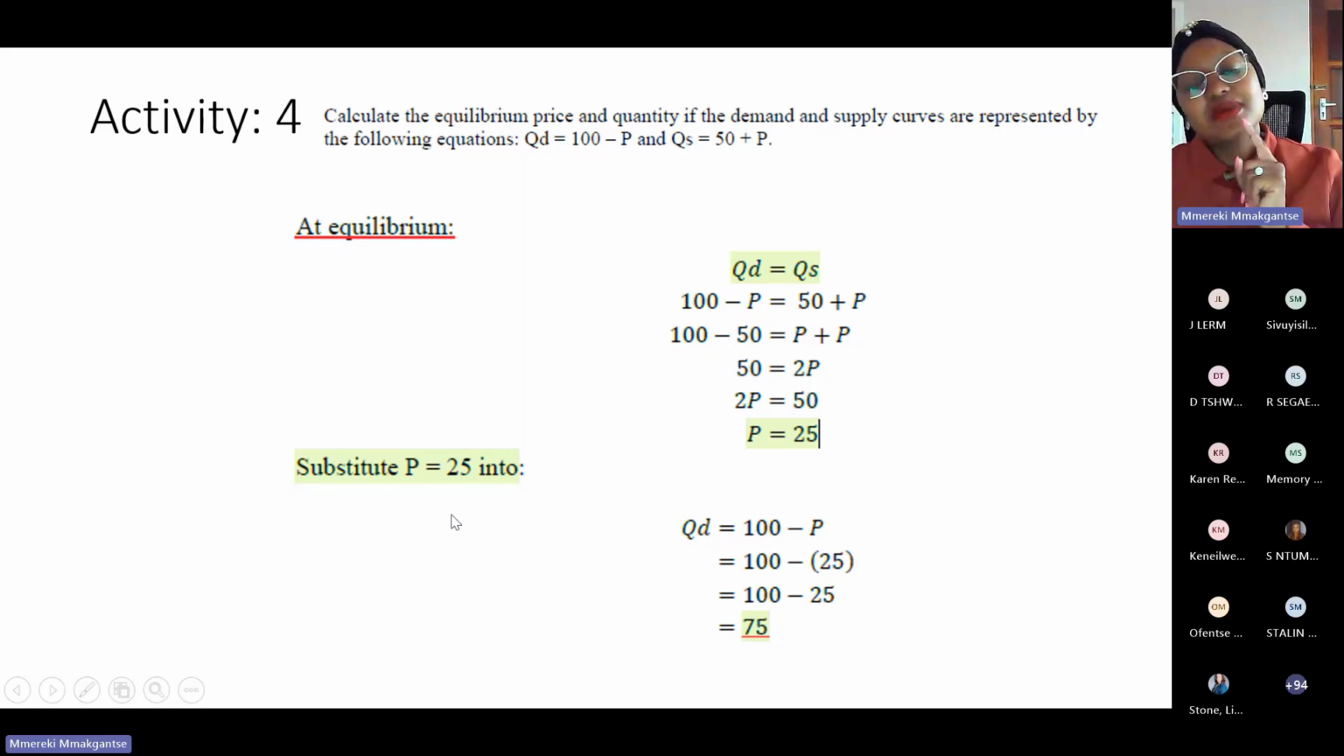Now we substitute this 25 price into the equation. Again, the QD equation is 100 minus 25, so 100 minus 25 is 75. Even if we substitute it into QS, 50 plus 25, it is 75. Voila.